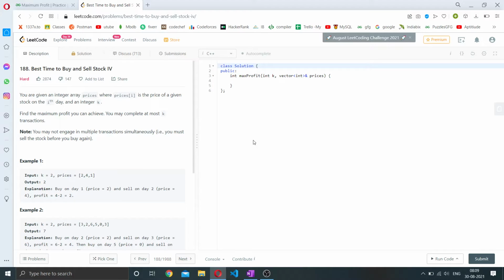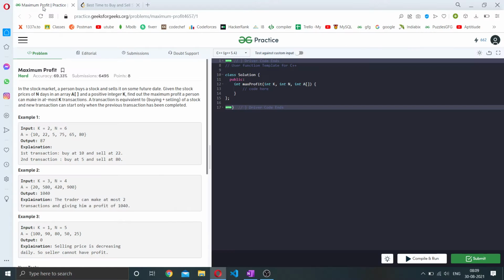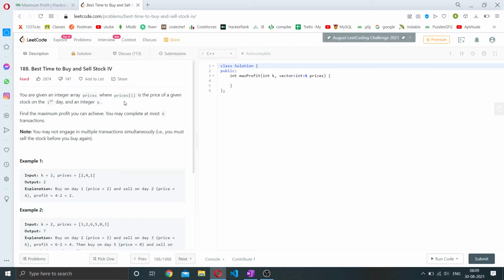Today we are going to solve two problems that are exactly the same. First one is Best Time to Buy and Sell Stock IV, and the similar problem on GFG is Maximum Profit. They are exactly the same problem, so we will try to solve both problems.